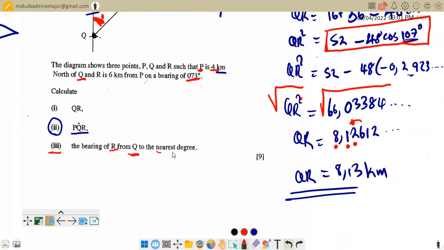So to the nearest degree means what? To the nearest whole number. That is what it means. You are dealing with a whole number, to the nearest whole number. That is to the nearest degree.